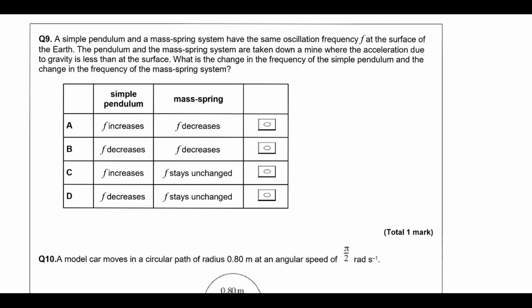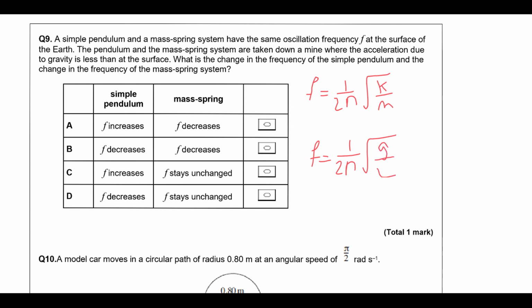Okay, so with this next one, we've got a pendulum and a mass spring system with the same frequency on the surface of the Earth, and the pendulum and the system are taken down to a mine where the acceleration due to gravity is less. What happens to the frequency? So let's write down the equations for the frequency of the two scenarios.